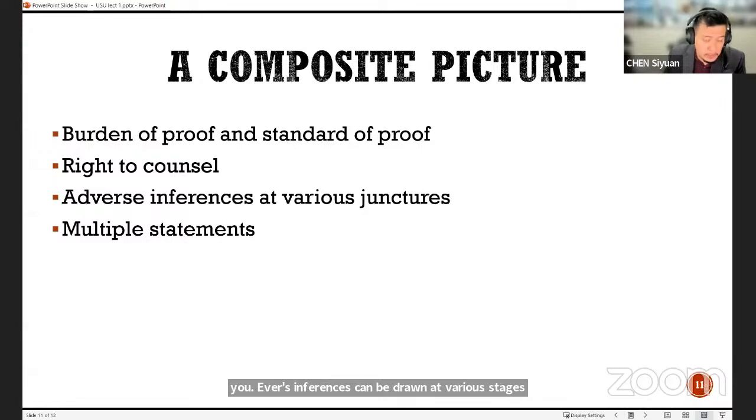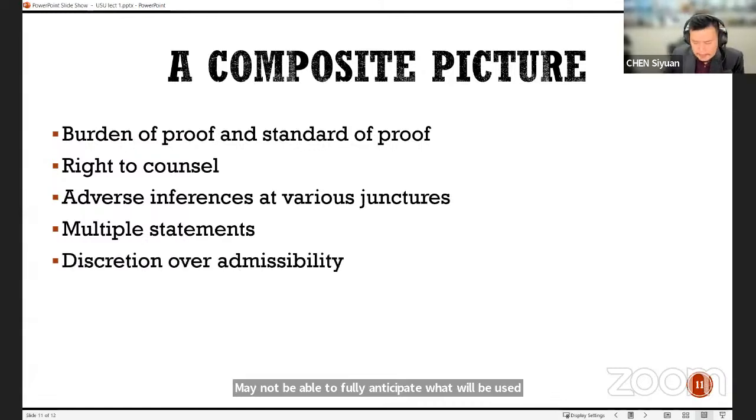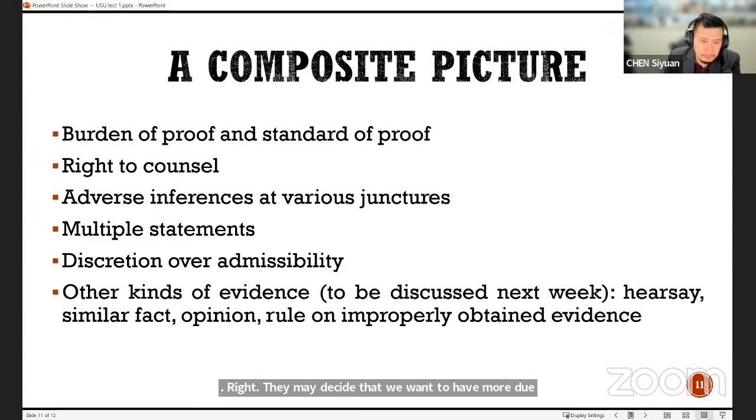The fact that multiple statements can be taken from an accused increases the chances that there will be contradictions that will be used against the accused during cross-examination. It also means that the accused may not be able to fully anticipate what will be used against him because of limited disclosure requirements. Having said that, the court does have considerable discretion, which may not be exercised in favor of the prosecution. They may decide that, look, we want to have more due process, and in some cases, the courts have done that.